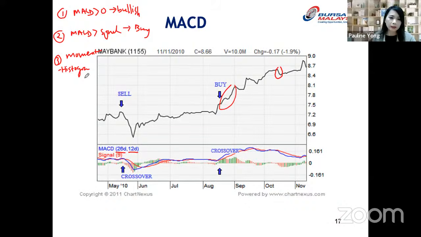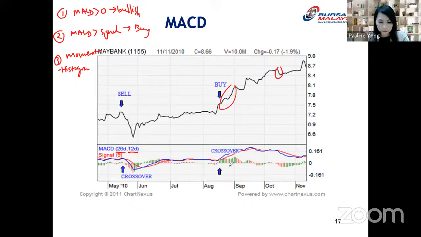So in summary, MACD gives you three pieces of information. Number one, bullish or bearish, by looking at whether it is above the zero line or below. Number two, buy or sell, by looking at the crossover of the lines. And number three, the momentum, by looking at the histogram.